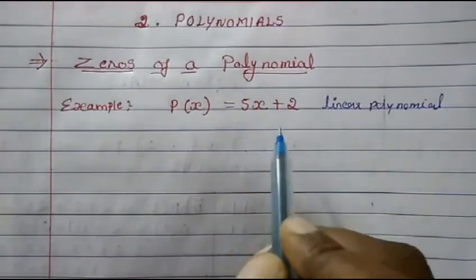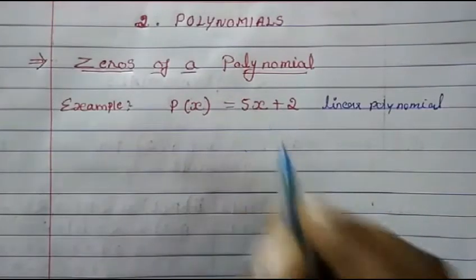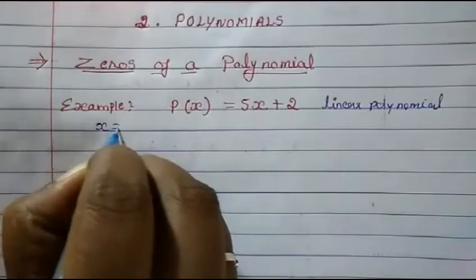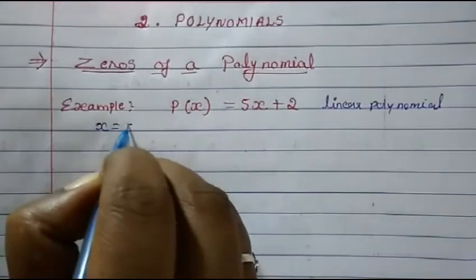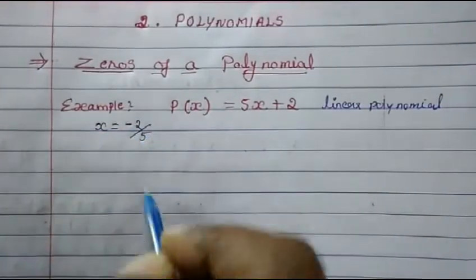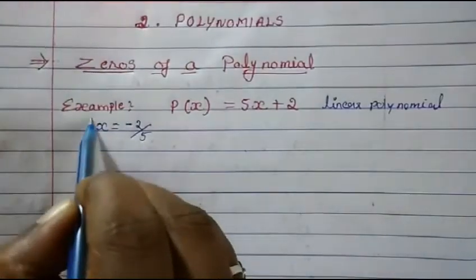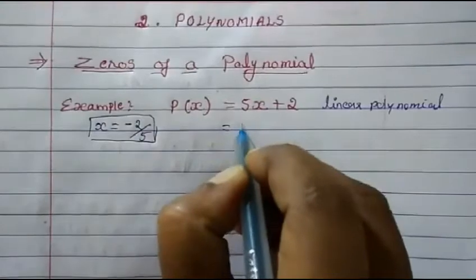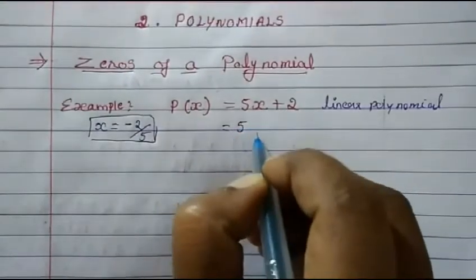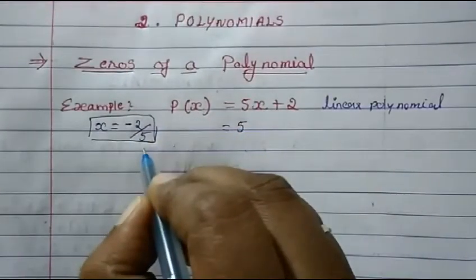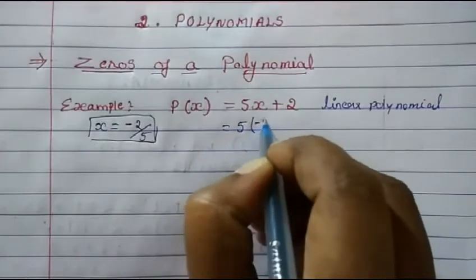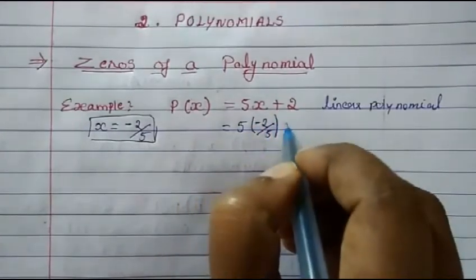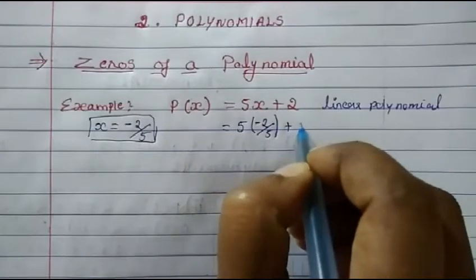For example, let's say now in the place of x, I'm going to put minus 2 upon 5. So let's put this value in the place of x: minus 2 upon 5. So minus 2 upon 5, plus 2.